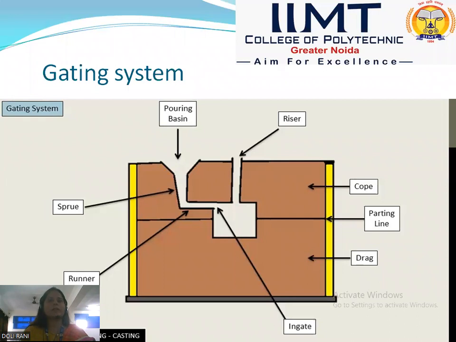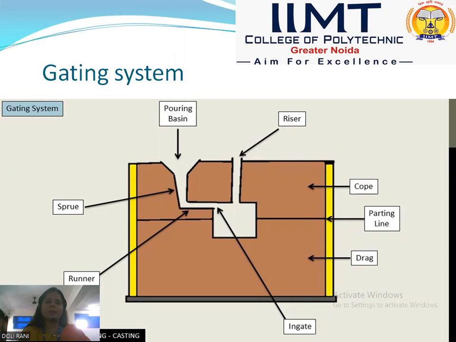Now this is the gating system which is used for sand casting. The main purpose of the gating system is to pour the molten metal into the mold cavity properly, so that we can prepare the casting without any shrinkage. First is the pouring basin. The pouring basin is a reservoir in which the molten metal is poured. Second is the sprue. The sprue is a passage between the pouring basin and the runner. The sprue is used to pass the molten metal toward the mold cavity.